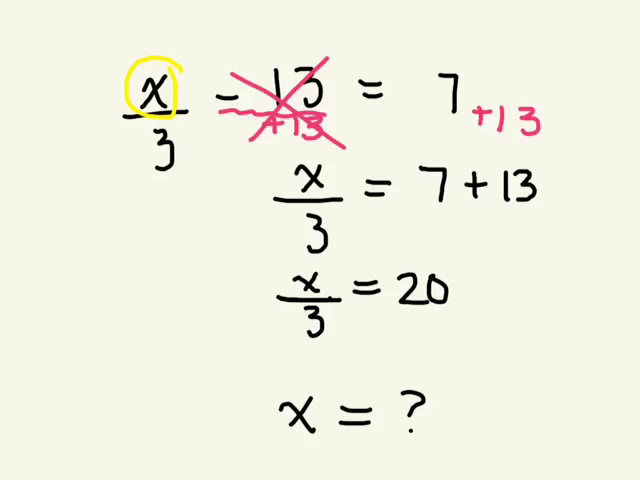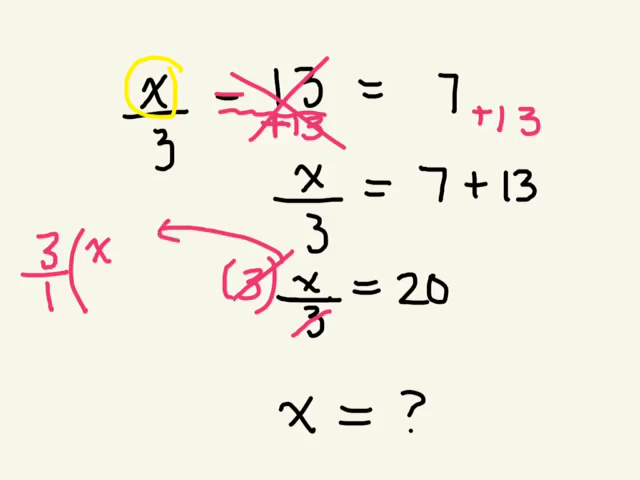Just like here we had subtract and we added to remove it, if I multiply by 3, then we know that this is actually going to cancel out. The reason is because 3, how would I write that as a fraction? 3 over 1. Good. I'm just writing this over here so you can see it better.